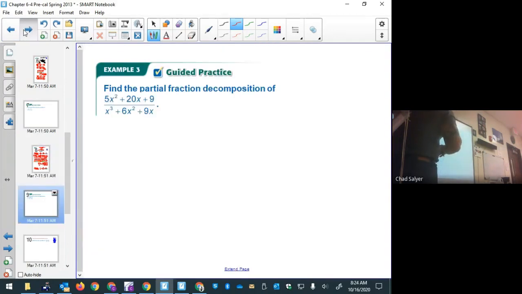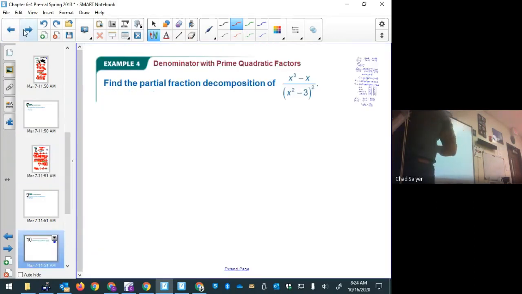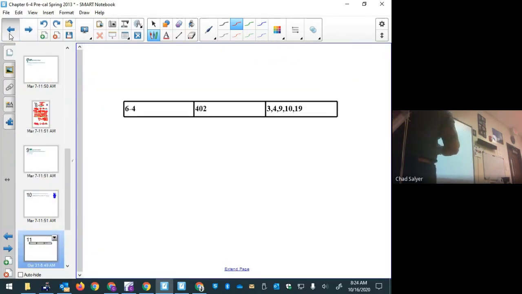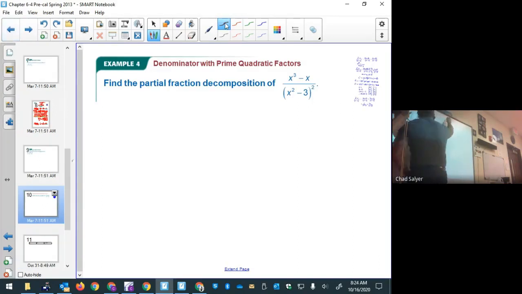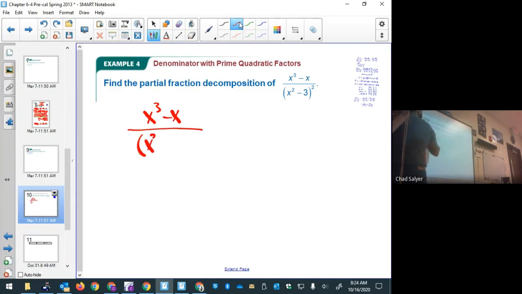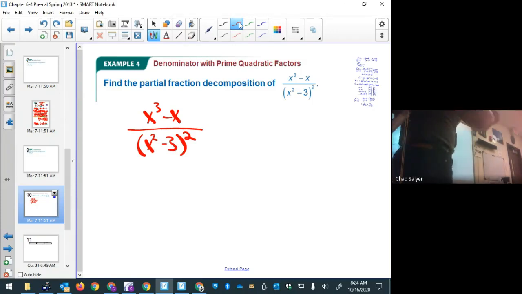All right. So here's our, and I don't like that example. Let's see if I can. Well, I guess that's the only one we got. Okay, so x cubed minus x over (x squared minus 3) quantity squared. So we got a couple things going on. They throw two things at us at once, and that's why I don't love it, is because we've got an irreducible quadratic, and it's also repeated. So we're going to need both powers of it.